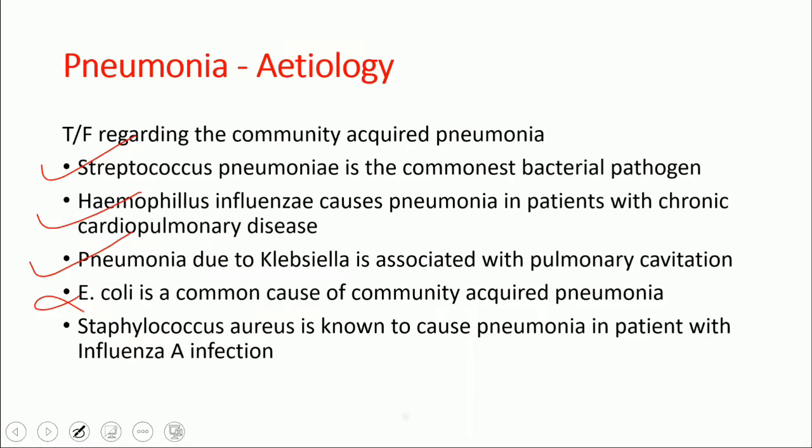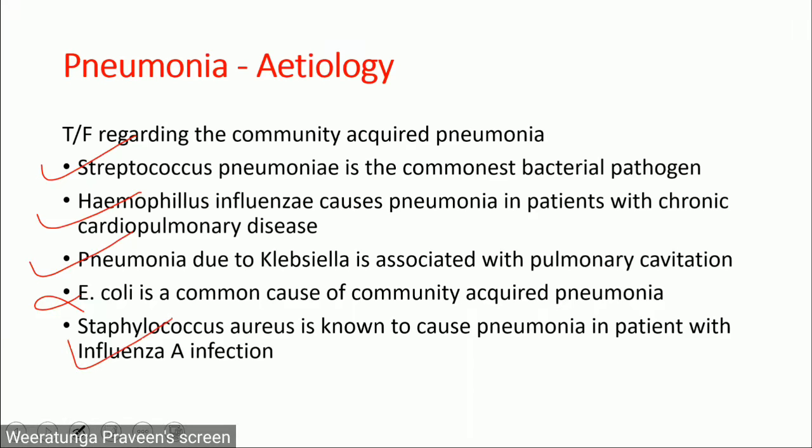Now, the important problem with influenza A is that it can cause a post-influenza staph infection, which is quite nasty, right? So a post-influenza Staph aureus infection is well known and has a high mortality. But most of the time it's a self-limiting illness. The secondary superadded bacterial infection with Staph aureus is particularly troublesome in some people. So that is correct as well.